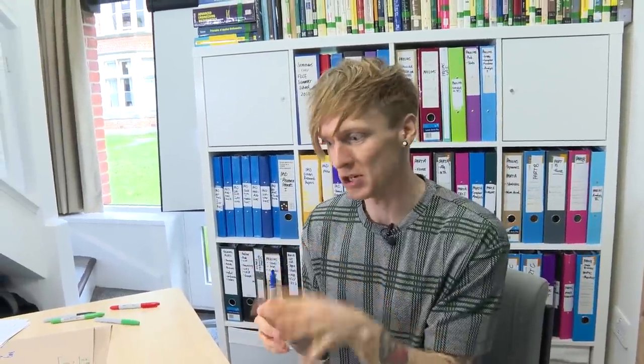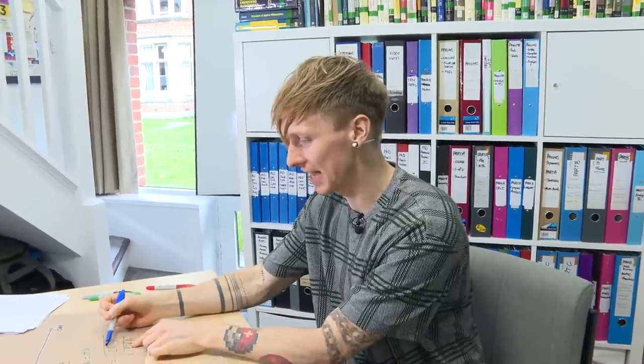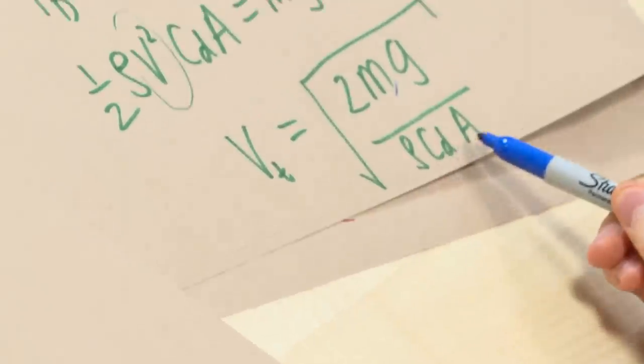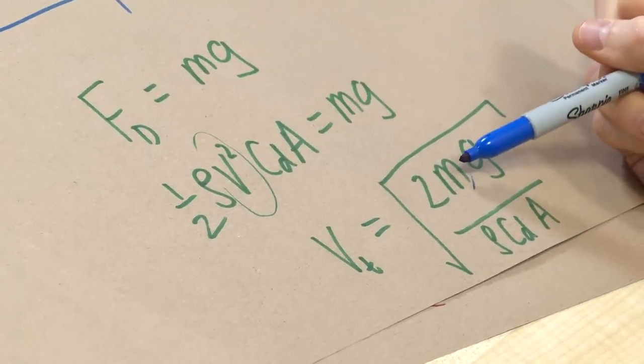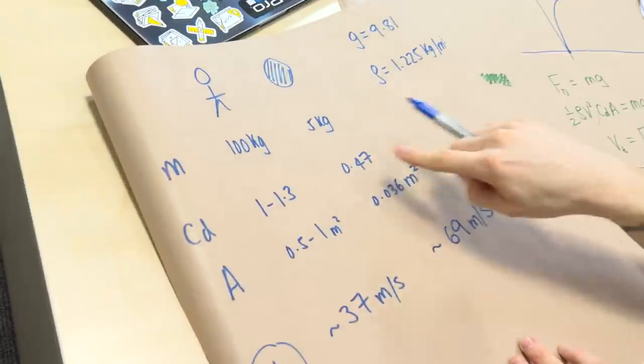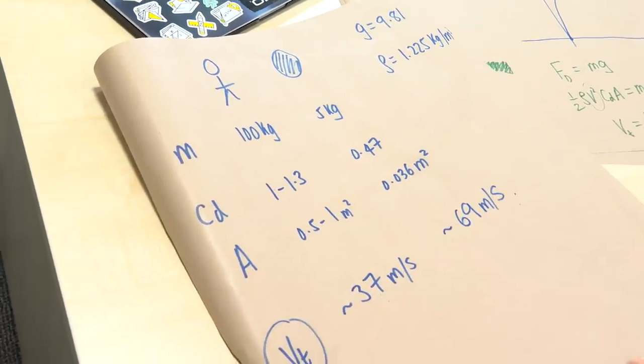The bowling ball is a lot smaller, so it has a much lower mass, so its velocity is less because m is going down. But these two on the bottom are much smaller as well. The drag and the area are so much smaller for the bowling ball compared to the human, it really wins out. So it would be almost twice as fast.